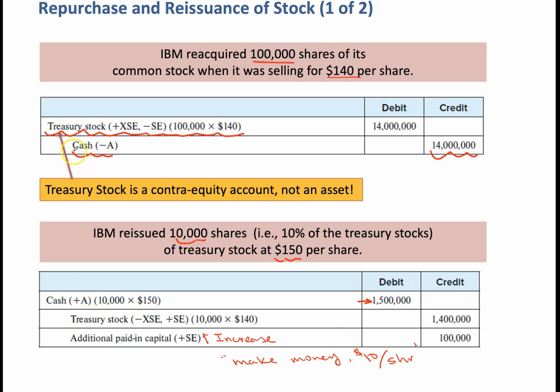The treasury stock, which was recorded on the debit side, now has to be reversed by the 10,000 multiplied by the cost, right? When we repurchased, it's 140. So the cost of the shares is 140. Multiplied by 10,000, that's 1.4 million. And the rest, the $10 difference between the cost and the sales price, would go to the APIC. It would increase the additional paid-in capital or the premium that we just talked about.